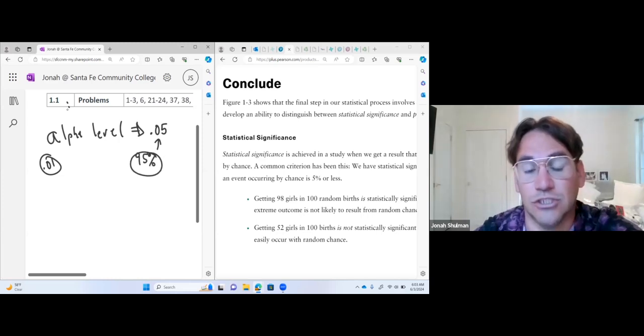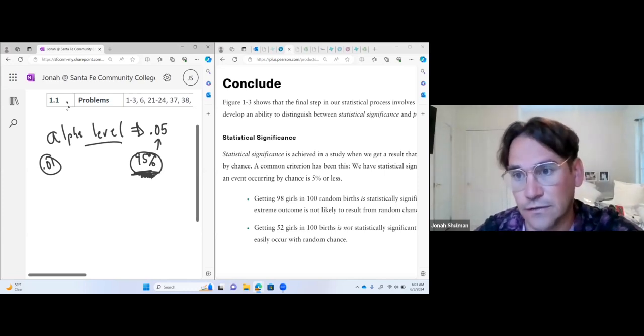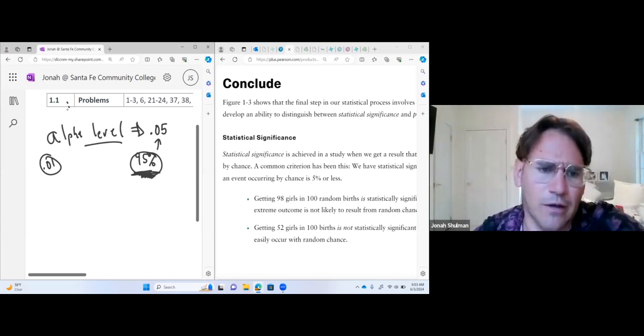95% it's not due to chance. We are 95% certain at this alpha level that this was not due to chance, and we can reject something called the null hypothesis. So the H0 is usually what's our null hypothesis. And what does that mean?